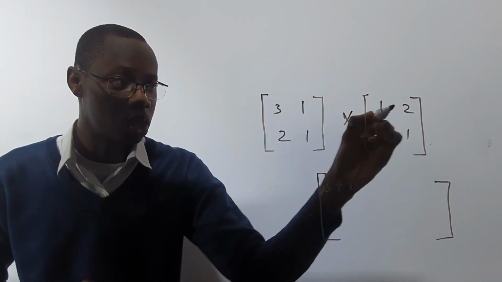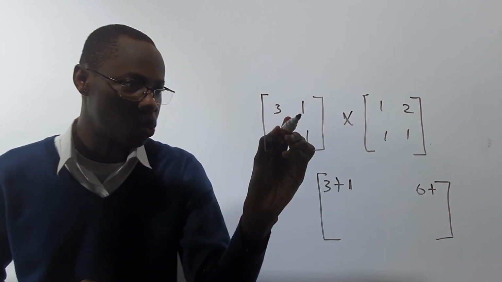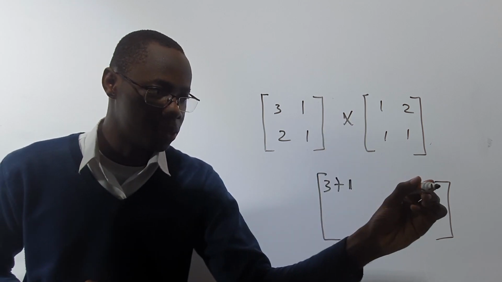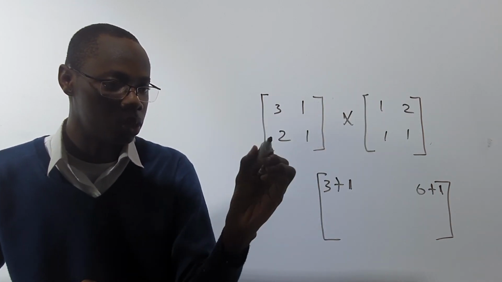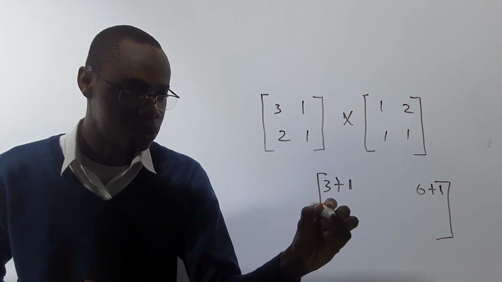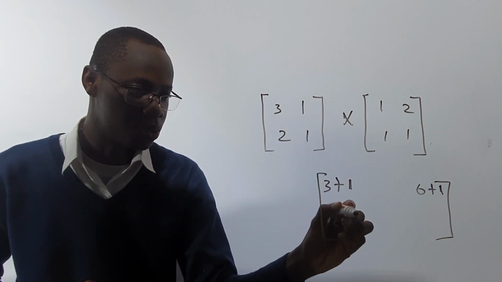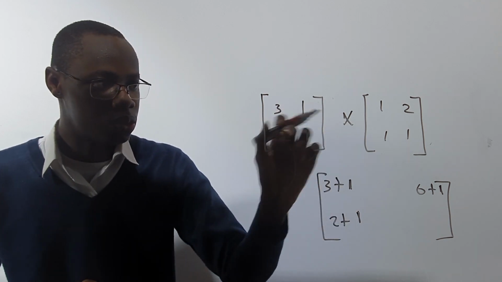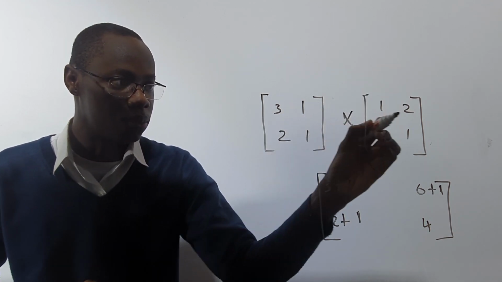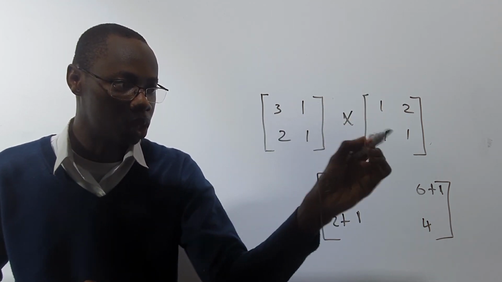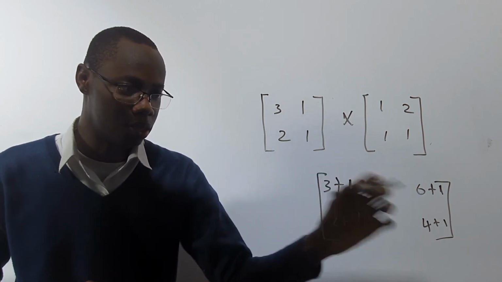So now 3 times 2 is 6, plus this one now, 1 times 1, that is 1. Then next, this row by this column, this row by this column. 2 times 1 is 2, plus this one by this one, 1 times 1 is 1. And then lastly, 2 times 2 is 4, and 1 times 1 is 1. And then all we need to do is just add them together.